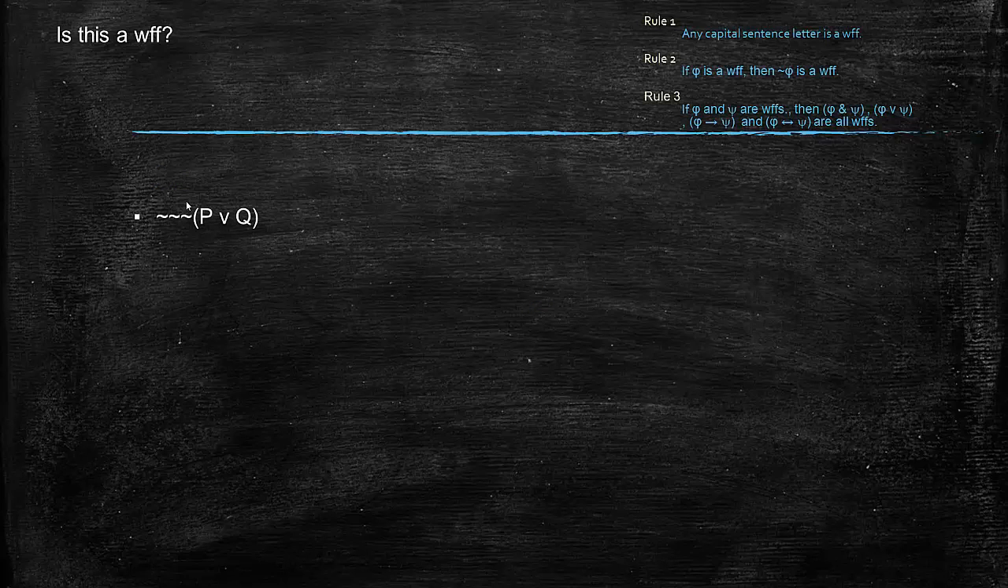Is this a woof? Well, we haven't seen this yet. Let's see. P is a woof by Rule 1. Q is a woof by Rule 1. P or Q with brackets is a woof by Rule 3. By Rule 2, I can add a negation. Oh, but since now this is a woof, by Rule 2, I can add a negation. And since this is now a woof, by Rule 2, I can add a negation. So yeah, that's a woof.